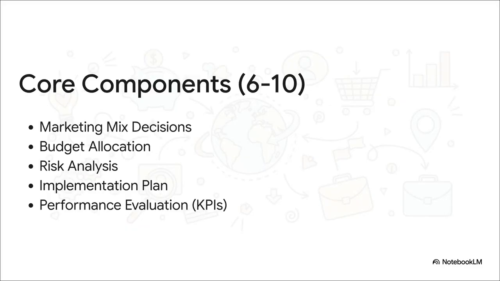This starts with the big one, marketing mix decisions, adapting your 4 Ps. A perfect example is KFC creating vegetarian options just for the Indian market. Then comes budget allocation, followed by a really thorough risk analysis. What if the currency tanks? Next, you need a detailed implementation plan, a timeline of who does what and when.